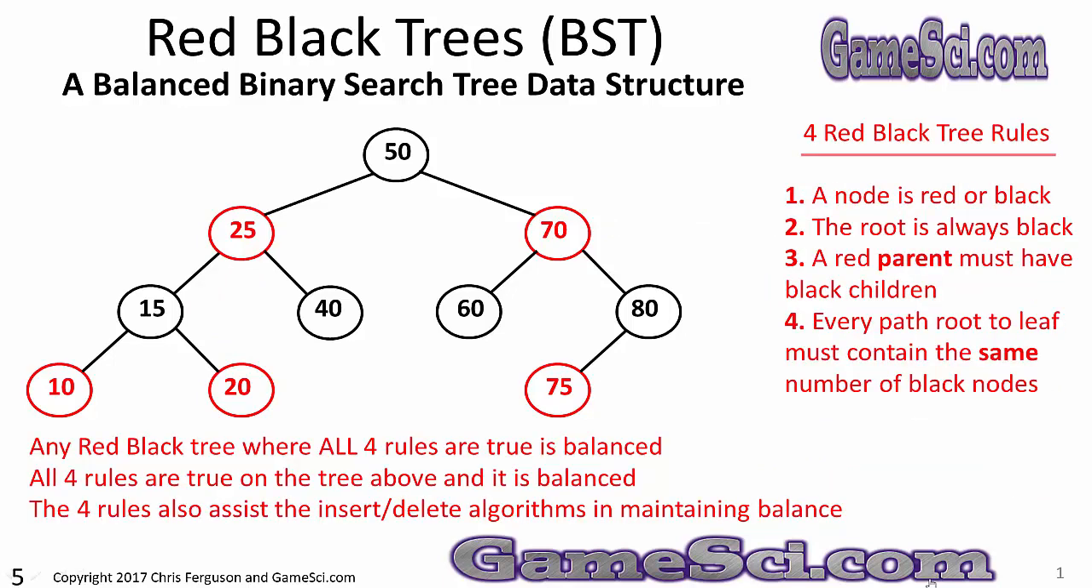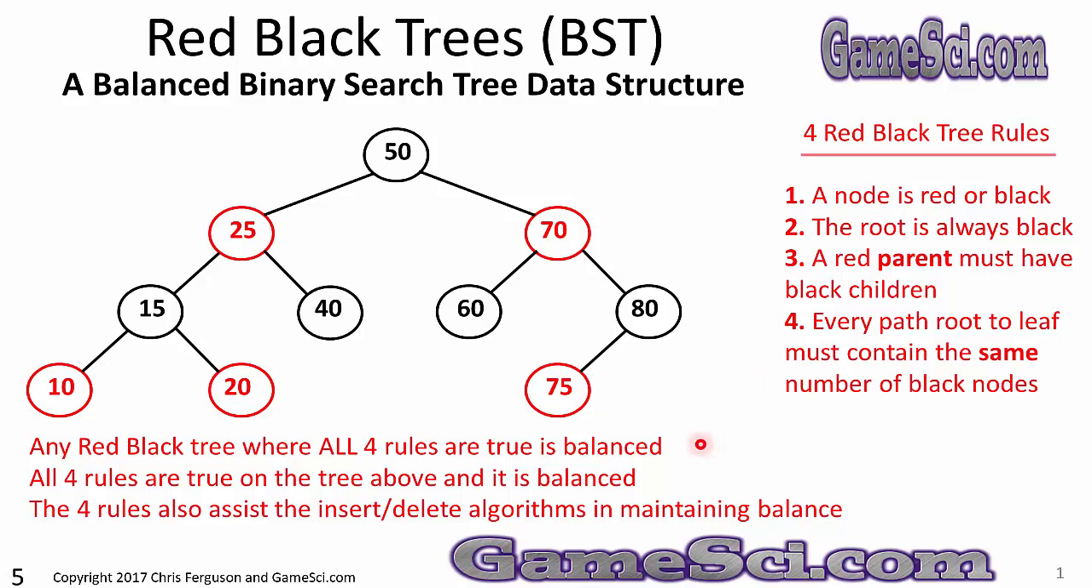Here are the red-black tree rules. This is what you have to know in order to implement red-black trees. Number 1, a node is red or black. Number 2, the root is always black. Number 3, a red parent must have black children. And number 4, every path, root to leaf, must contain the same number of black nodes.